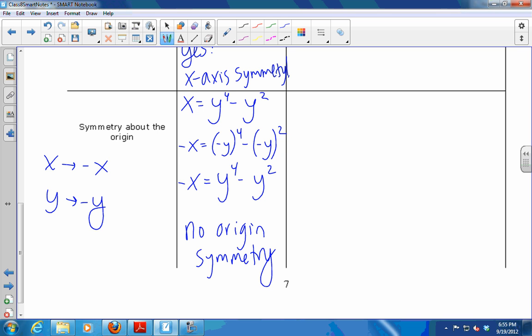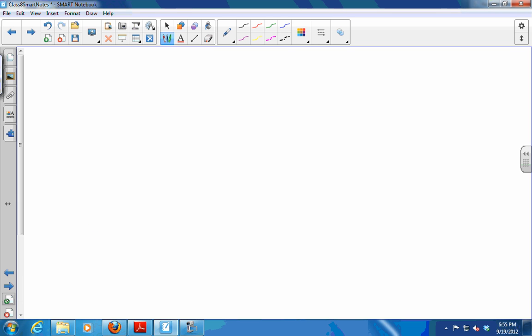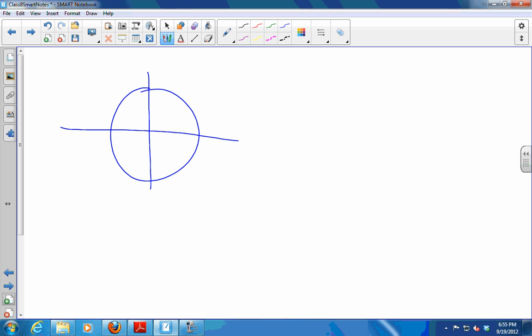We can definitely have all 3. Let's see, what kind of graph would have all 3 symmetries? A circle centered at the origin has x, y, and origin symmetry. Is there anything that would have 2 of the 3? No. So you have either 1, none, or 3.